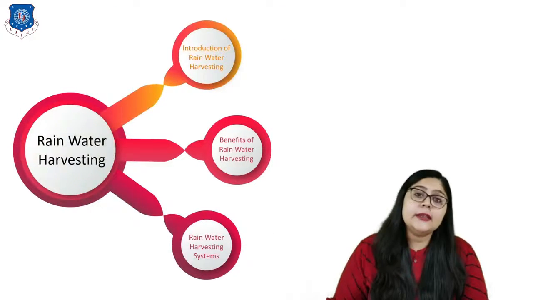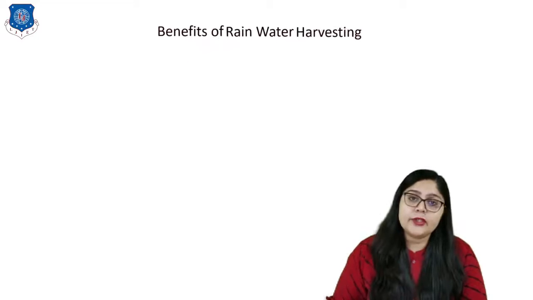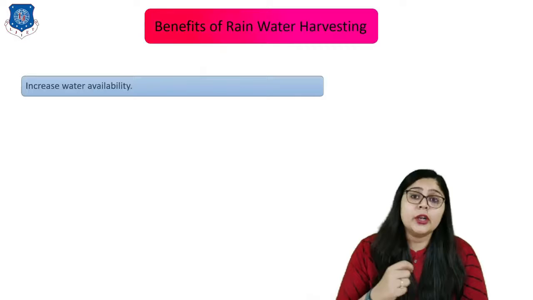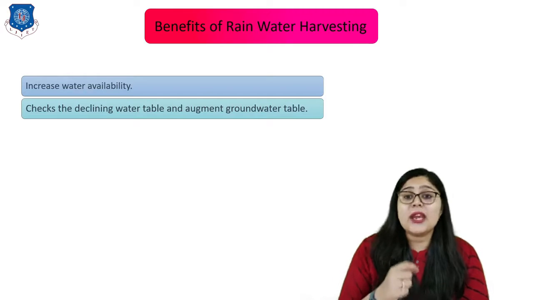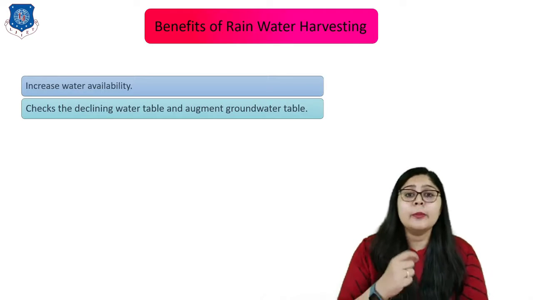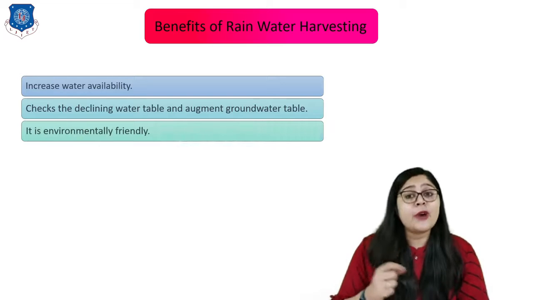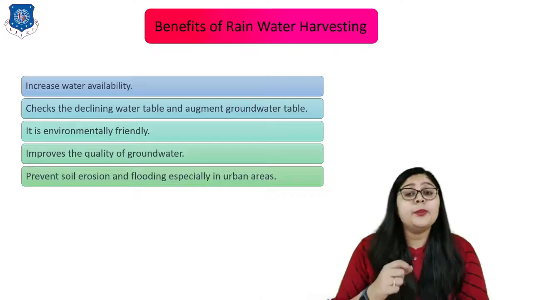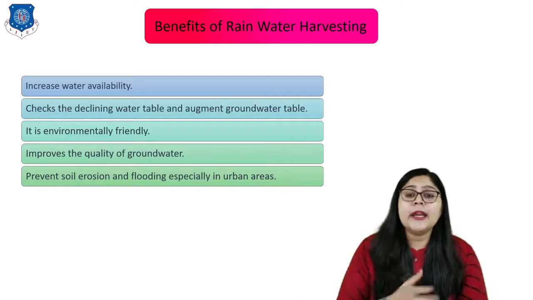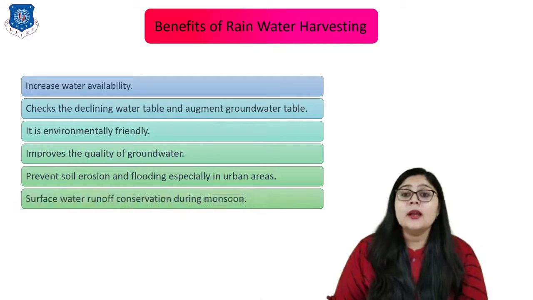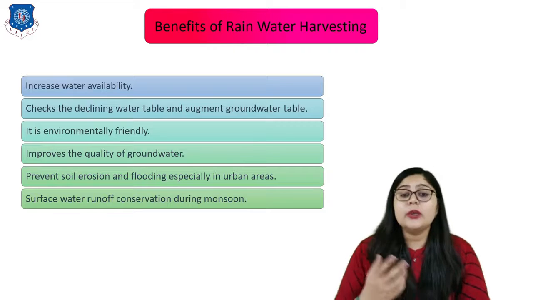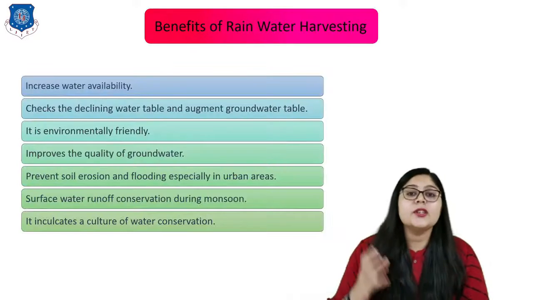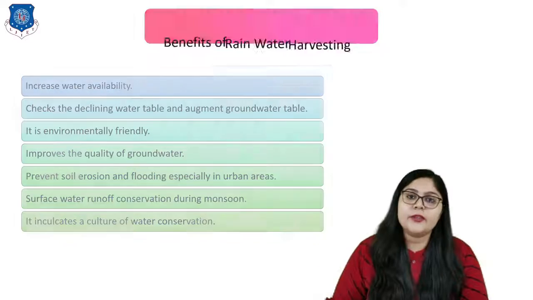Now, let us see the benefits of rainwater harvesting. It increases water availability, checks the declining water table and augments the groundwater table. It is environmentally friendly. It improves the quality of groundwater. It prevents soil erosion and flooding, especially in urban areas. It conserves surface water runoff during monsoon. It includes a culture of water conservation. So these are all the benefits of rainwater harvesting.